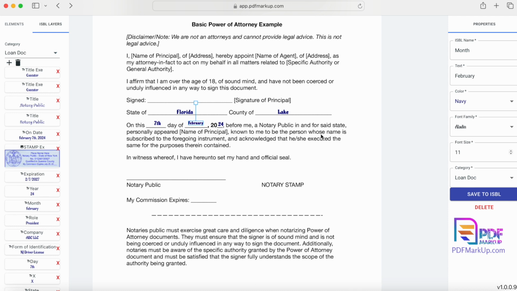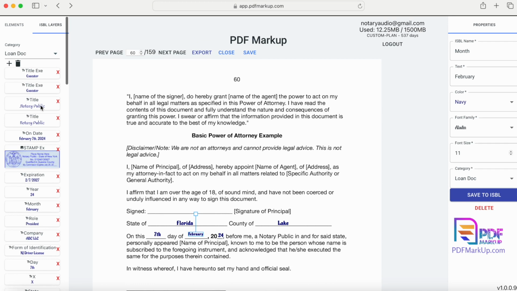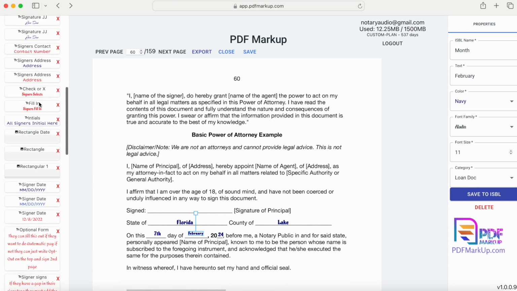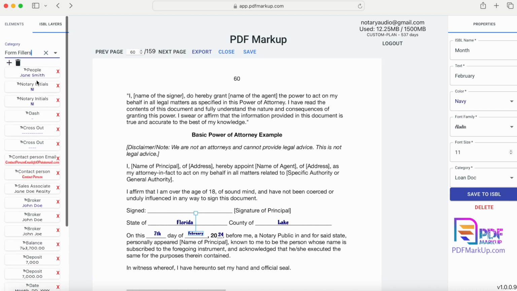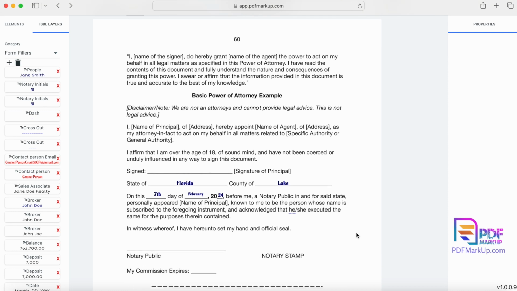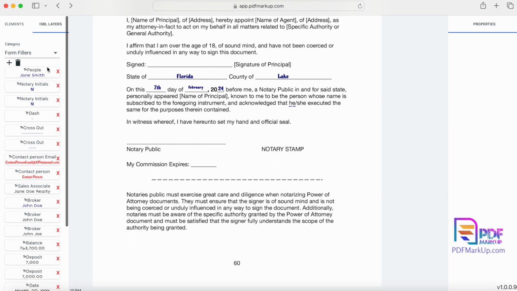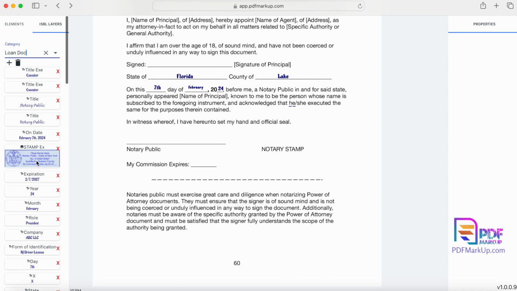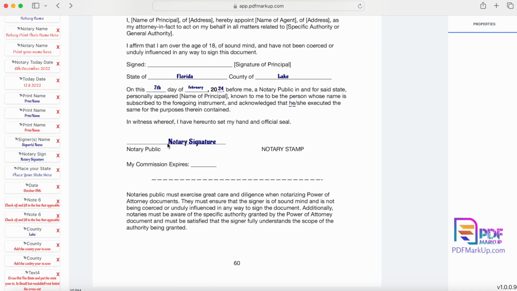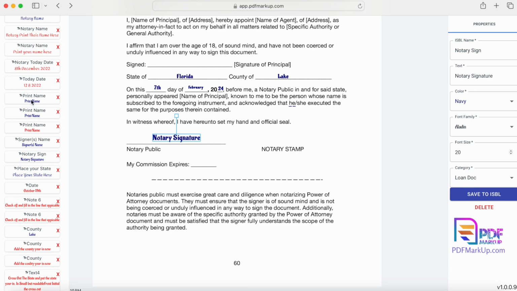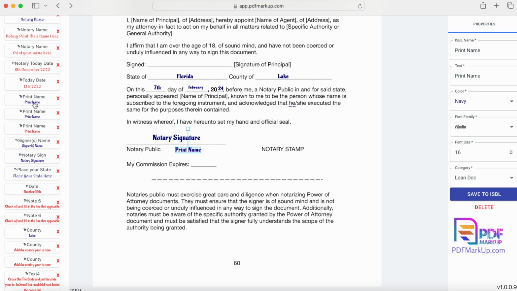known to me to be the person whose name is subscribed to the foregoing instrument, and acknowledged that he or she, you can underline whether it was a he or a she. If the pronoun is not there and you think they may have an issue with you doing that, just don't do it. Executed the same for the purpose therein contained. Then we're going to go ahead and notarize this document. When you do that, that can happen. It doesn't happen a lot, it can just happen. So just to prevent it from happening, you just continue to use best practice.